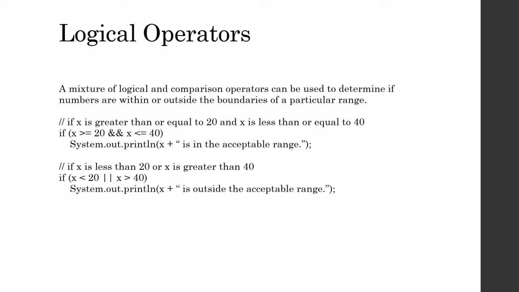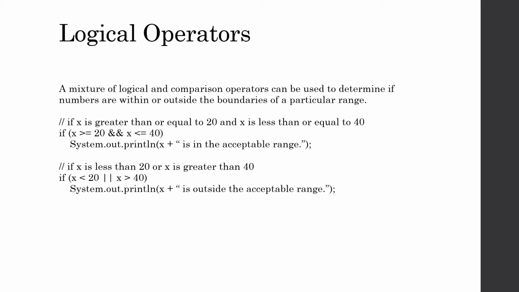Alternatively, we can say if x is less than 20 or x is greater than 40. So with this one, we're saying if x, and then we have the less than comparison operator, and then 20. So we've got one comparison on that side. And then we've got x greater than 40 using the greater than comparison operator. We're going to go ahead and check that comparison on the other side of an or statement.